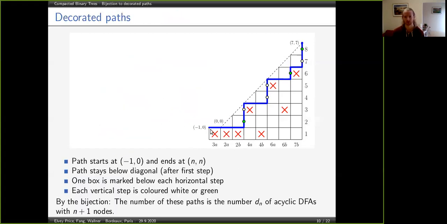Okay, so we now have this path which starts at (-1, 0) and ends at (n, n). The only properties of the path are that it stays below the diagonal, one box is marked below each horizontal step, and each vertical step is colored green or white. So by the bijection, the number of these paths is the same as the number of acyclic DFAs in a binary language with n+1 nodes.